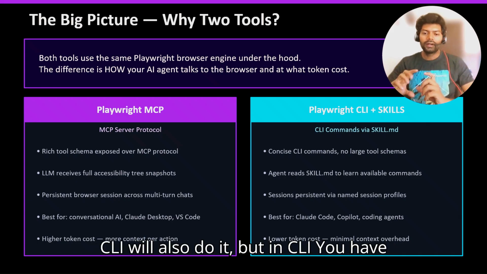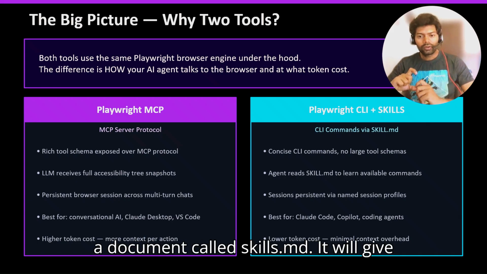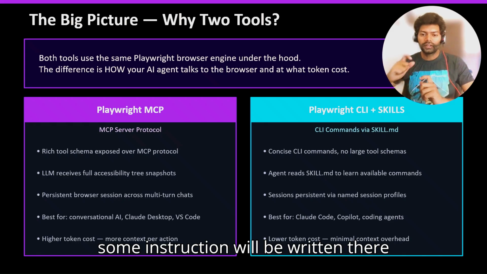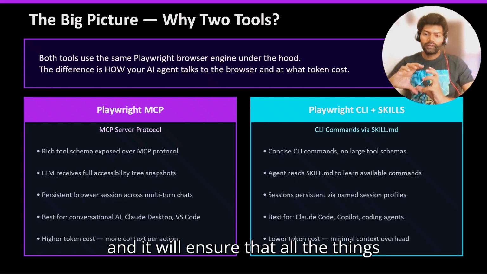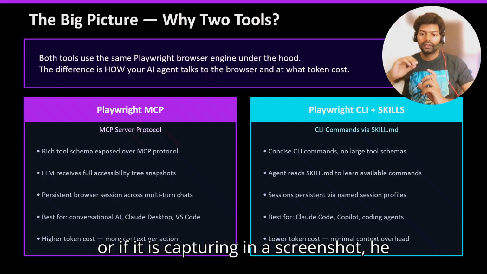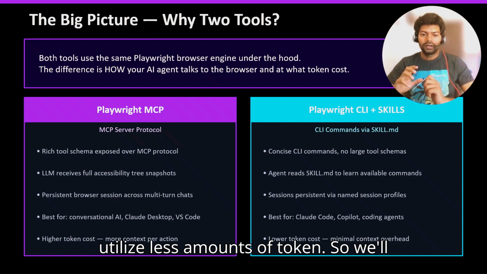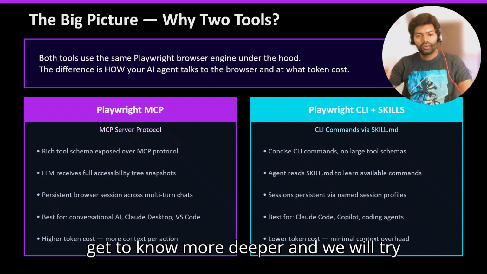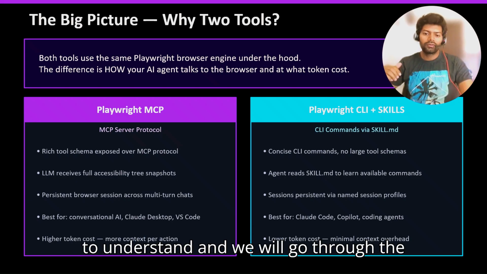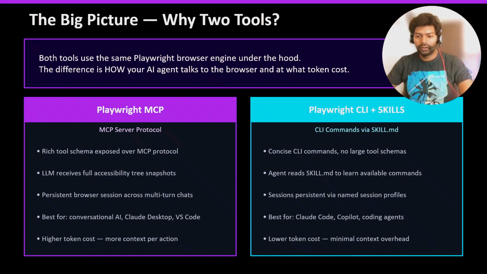CLI will also do it, but in CLI you have a document called skills.md. Some instructions will be written there, and it will ensure that all the things, or if it is capturing a screenshot, it is capturing all the hierarchy and everything, it is in the local, so that it utilizes a lesser amount of tokens. So we'll get to know more deeply, and we will go through the practical examples, then you will get it, it will be more clear to you.